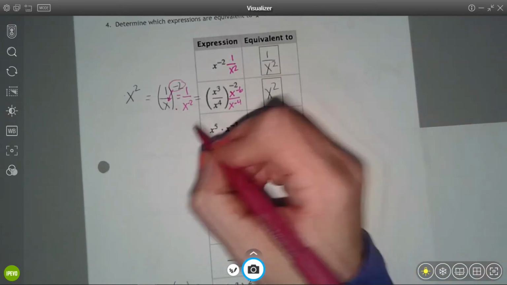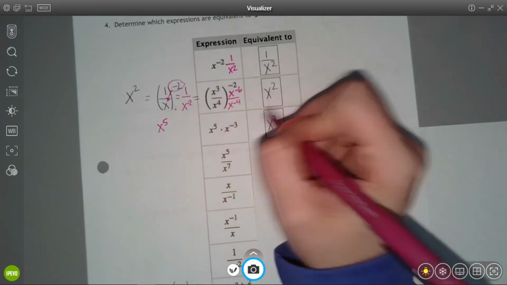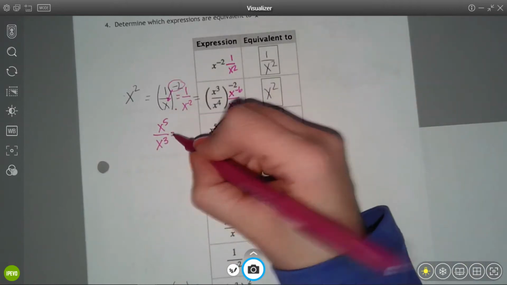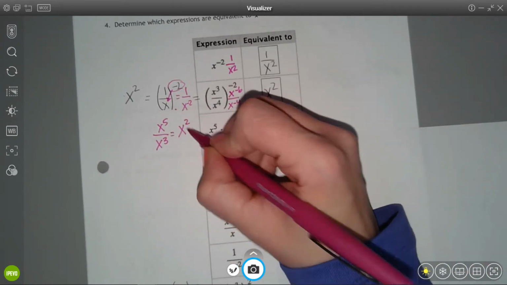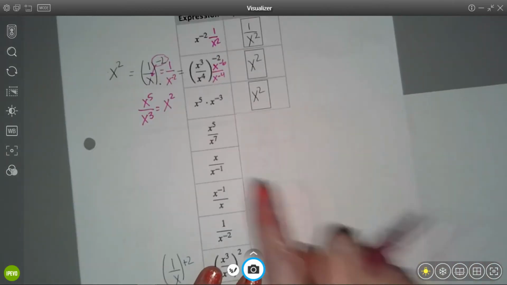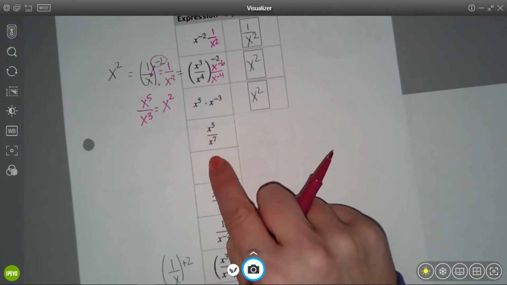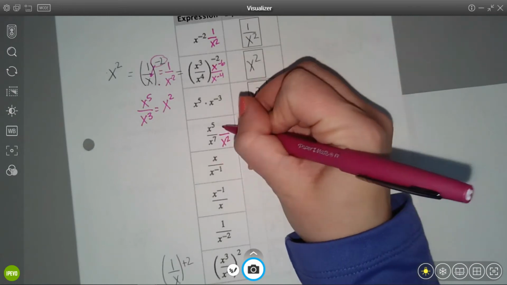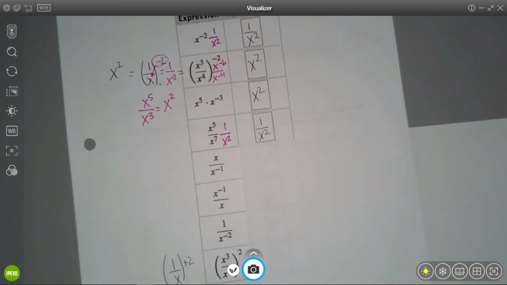Something else you could have done on this, you could have said x to the 5th, move that negative to the bottom, make it positive. Okay, where are my x's bigger? They are bigger on top by 2. Okay, on this problem here, where are my x's bigger? They are bigger on the bottom by how many? 2. Left with a 1 on top.